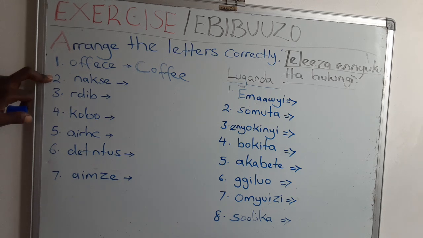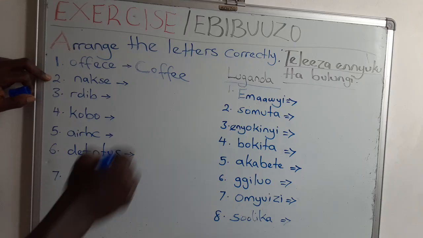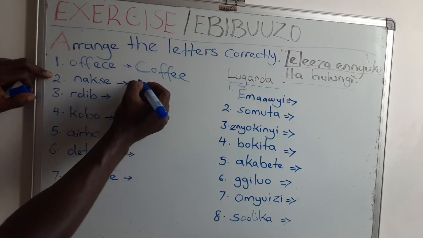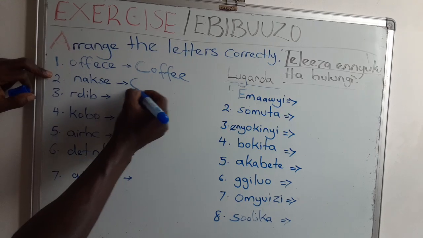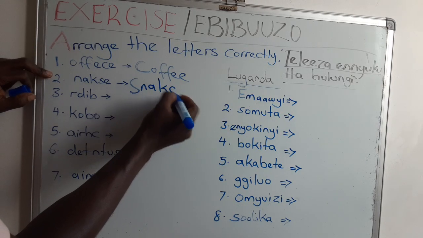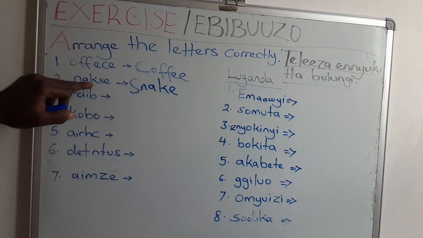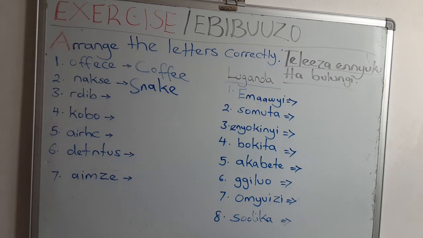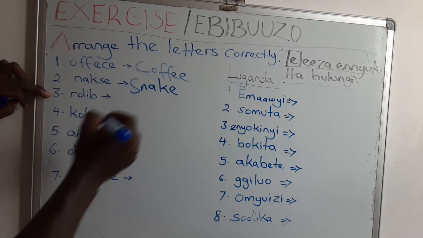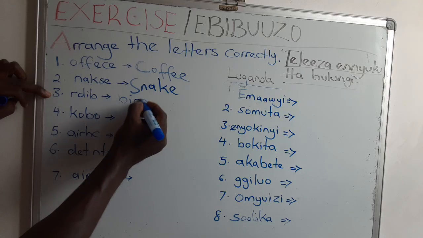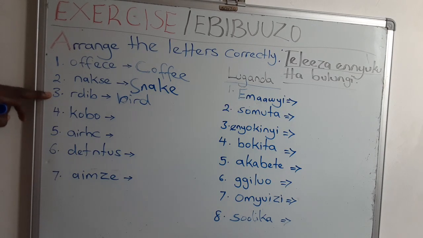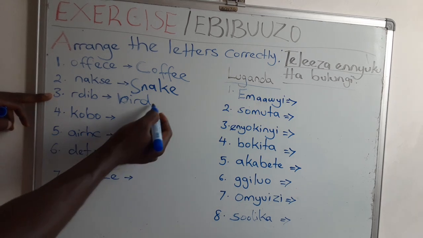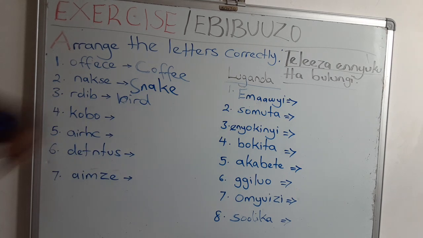Number 2, the answer is, can you guess the answer? Good. Snake. Number 2, the answer is snake. Number 3, the answer was good, bird. Bird. Are we together? So you arrange the letters correctly to formulate meaningful words. So the answer was bird.